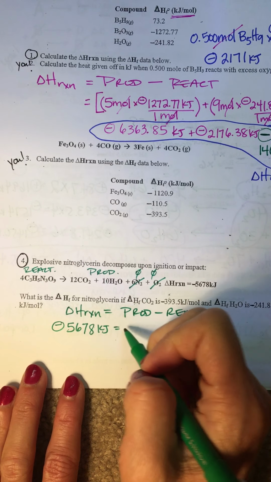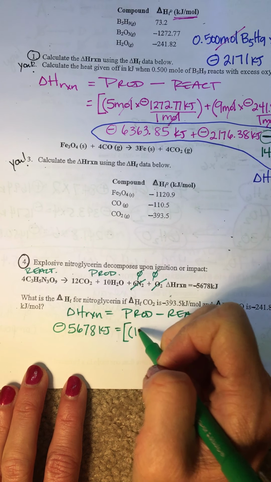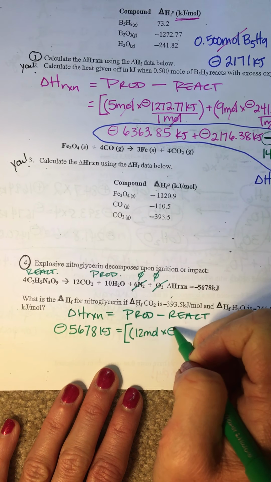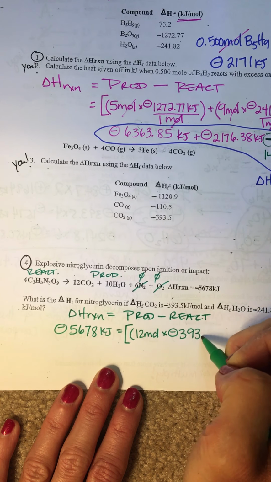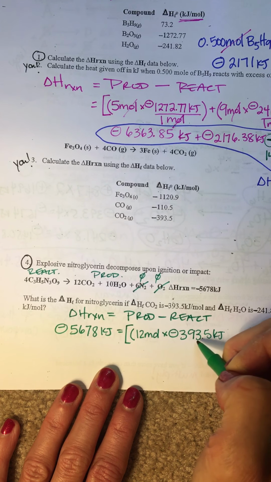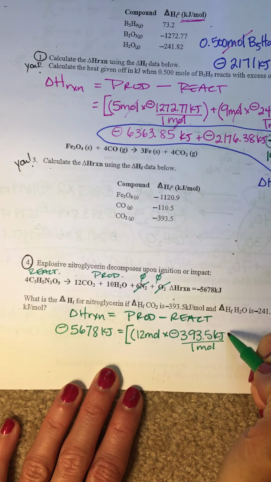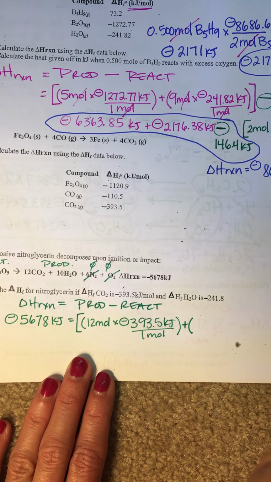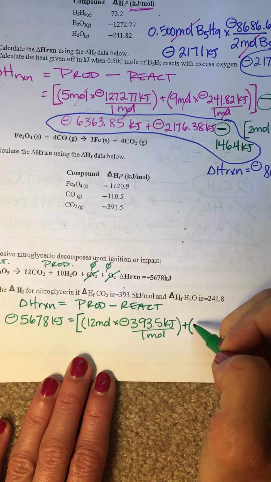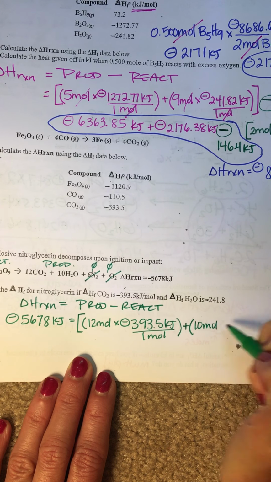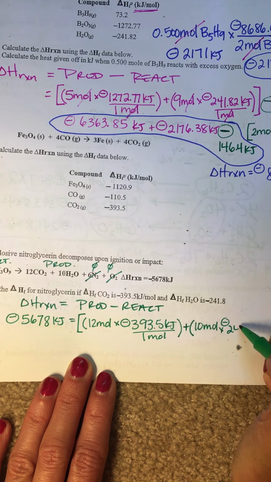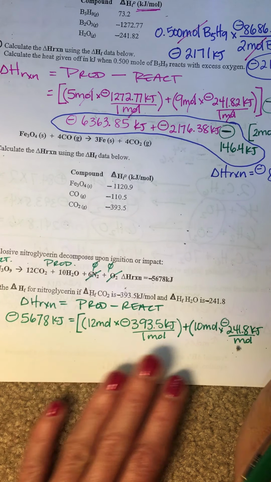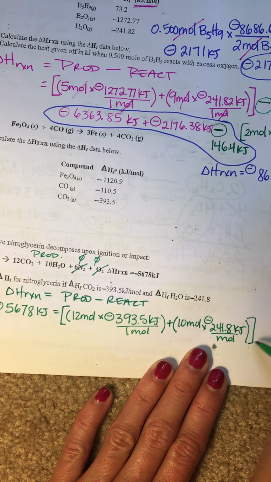We do have 2 products, so just like we did before, we have 12 moles of the CO2, and they gave us its heat of formation. They said it's negative 393.5 kilojoules per 1 mole. And we need to sum that to our second product. Okay, so we have 10 moles of water times negative 241.8 kilojoules per mole. So those are the products.